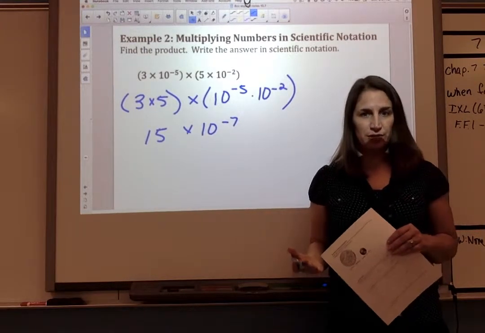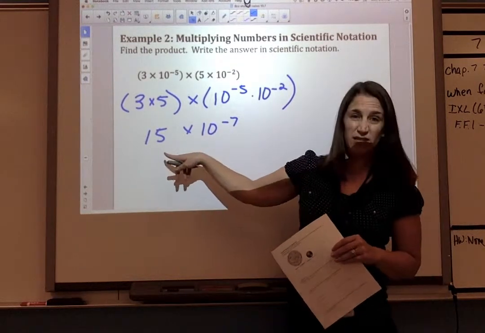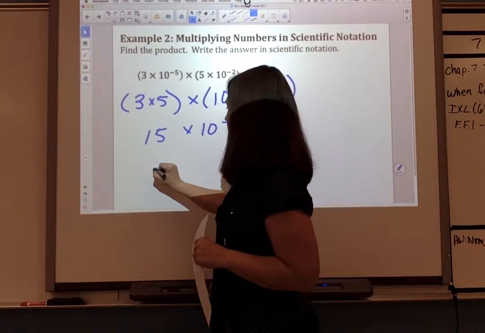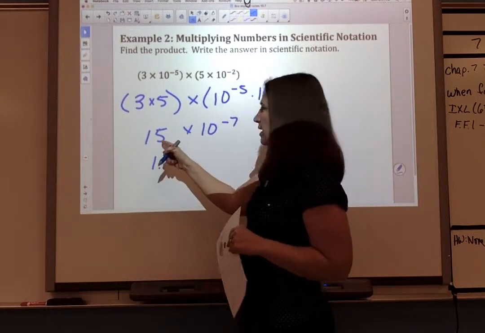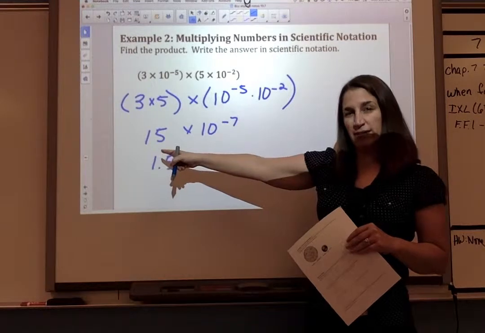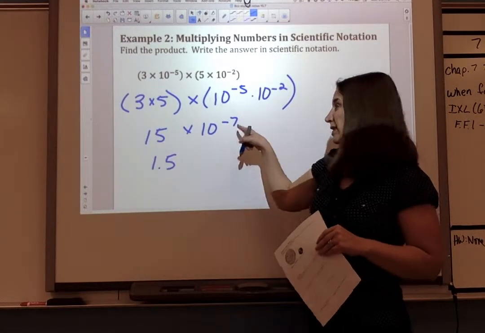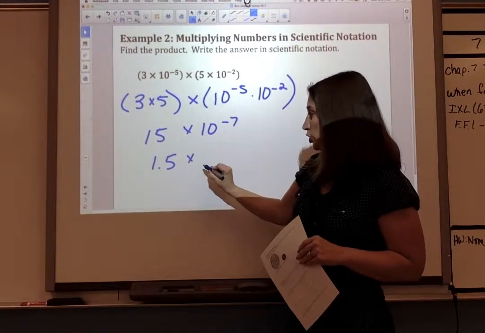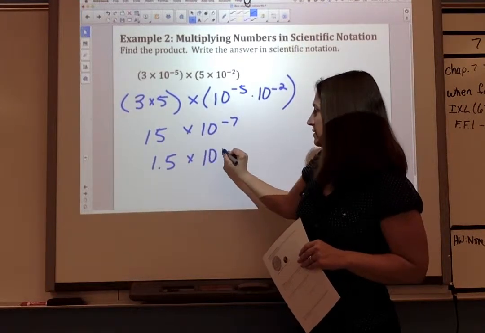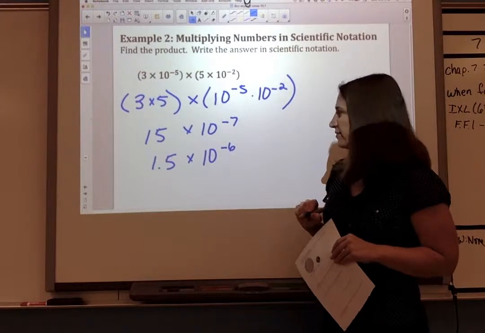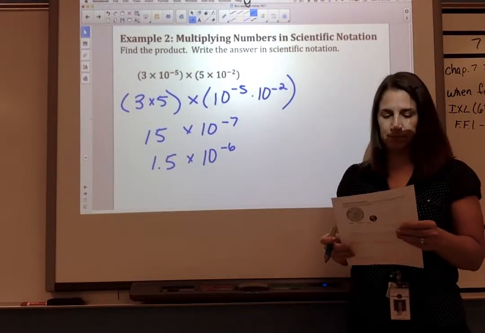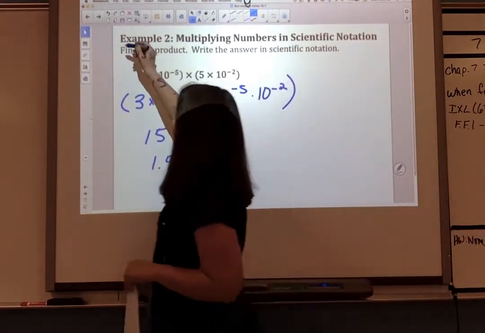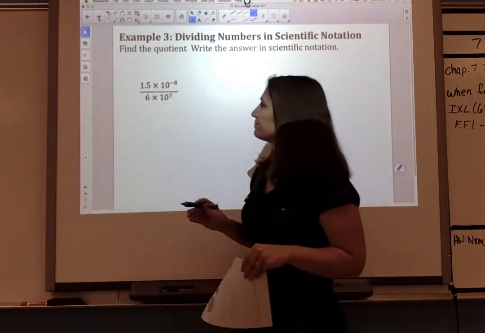Okay, so we have multiplied these numbers together. Now we just need to make sure it's still in scientific notation. 15 is too big, so I need to rewrite this as 1.5. And remember that if we're dividing by 10 from this factor, we need to multiply by 10 in this factor, which means make it larger, which in this case means less negative. So it goes from -7 to -6. All right, let's go ahead and try a division example.